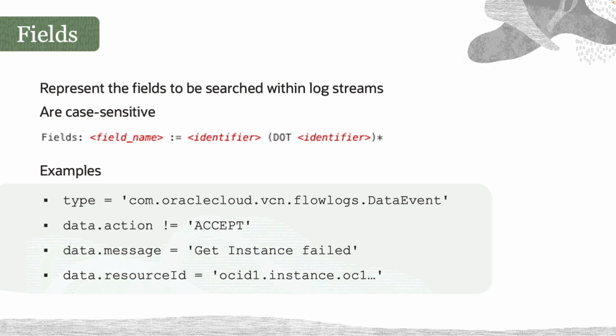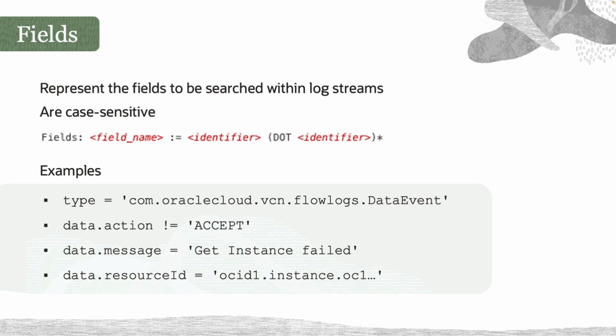The same way you could filter data fields. The data section is the most important section in a log, and you can filter like data.action is not equal to accept, and this will show all data actions that are rejected. In the next example, you are looking for data.message with the message body as the condition.